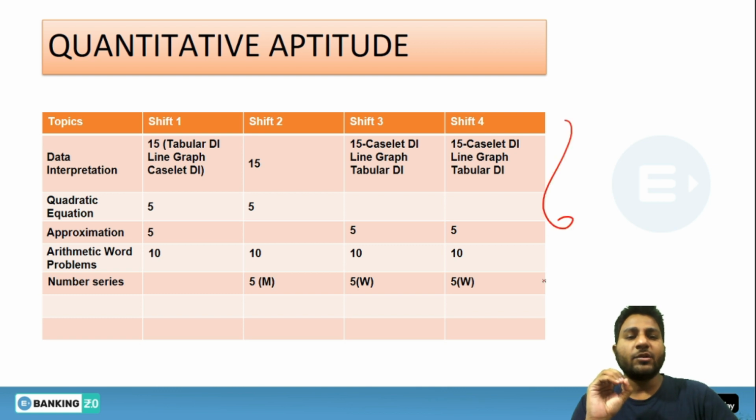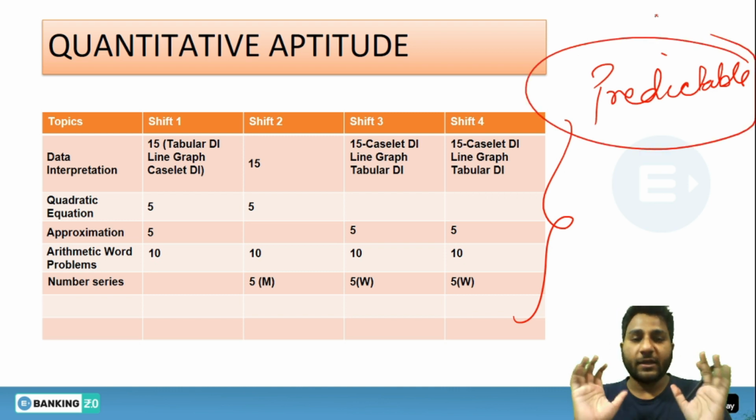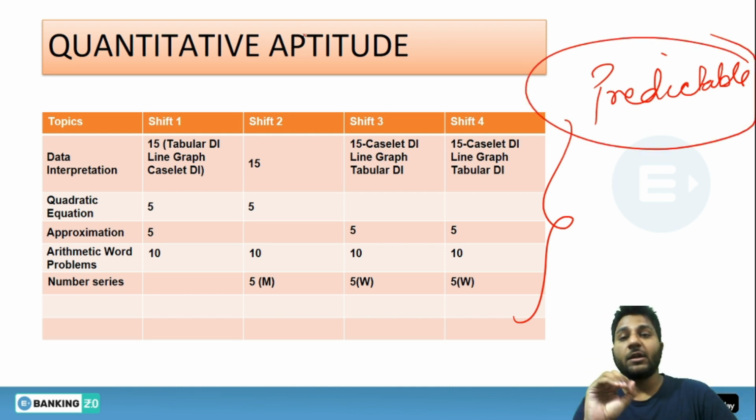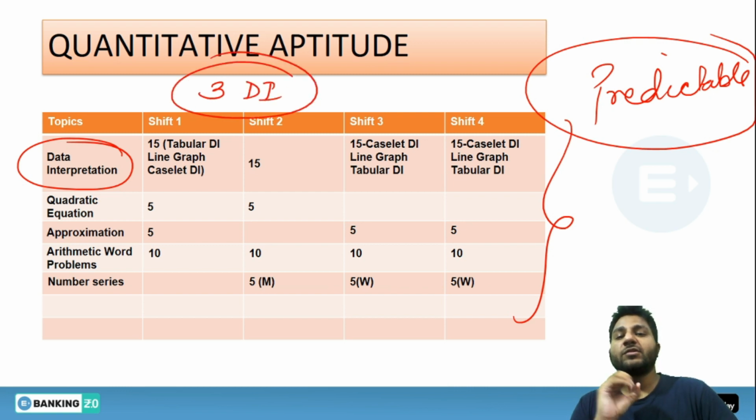It's almost predictable. We were expecting a lot tougher questions, a much tougher paper, but it didn't come out as tough as we expected. My analysis is that they kept asking 15 DI questions. That means they continuously gave 3 DIs. So if an aspirant has been given 3 DIs, that means 1 DI is bound to be calculative.